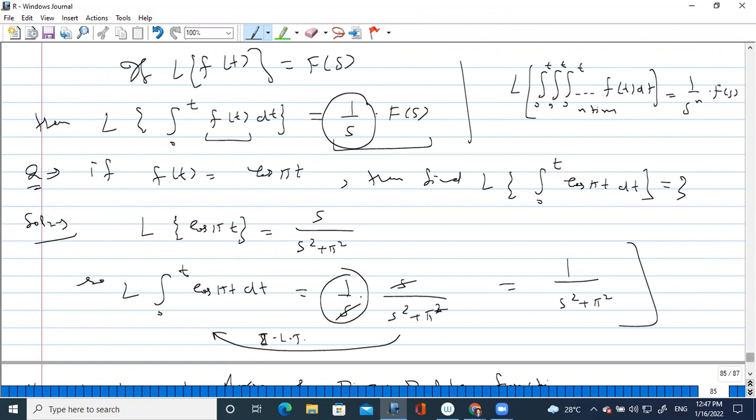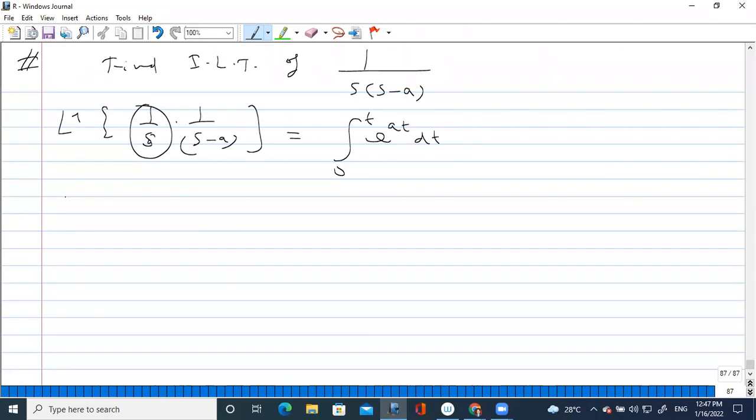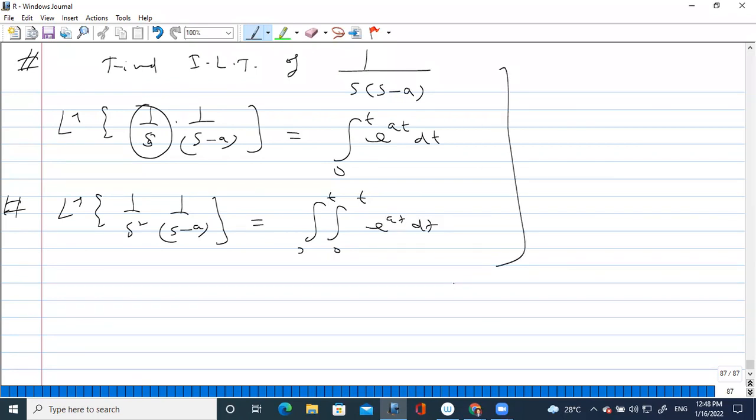So with that property, if I ask you another question, Laplace inverse of 1 upon s square into s minus a, it means you have to do double integration of 0 to t, 0 to t, e to the power at dt. Okay, so like this you can solve it.